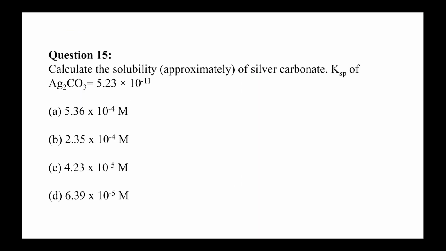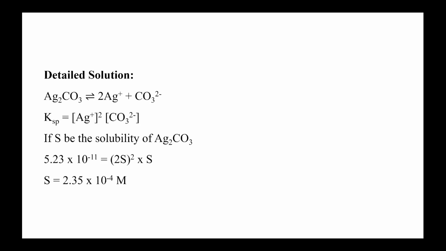So 2.35 into 10 raised power of minus 4, that is the correct answer. Solubility product will be defined as Ag plus whole square multiplied by CO3 2 minus concentration. If S is the solubility for Ag2CO3, then Ag plus concentration would be 2S and CO3 2 minus concentration would be S.